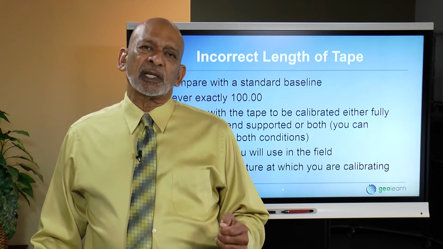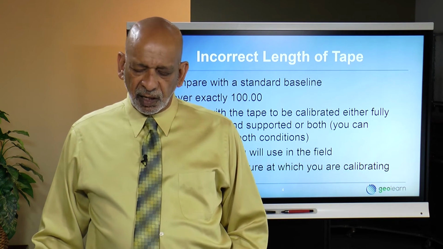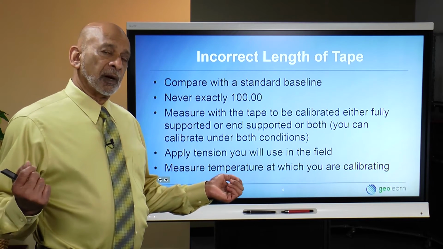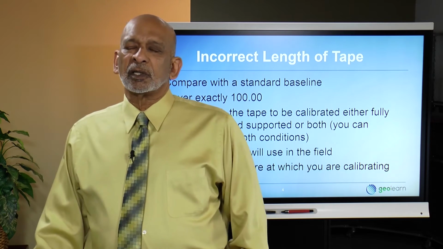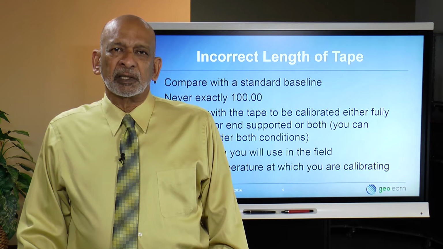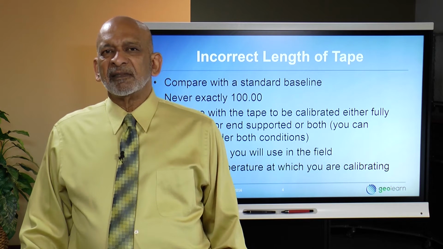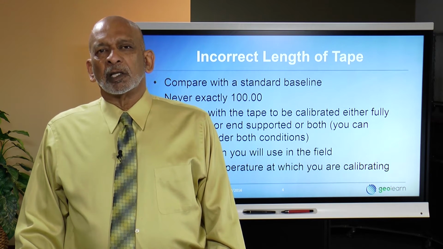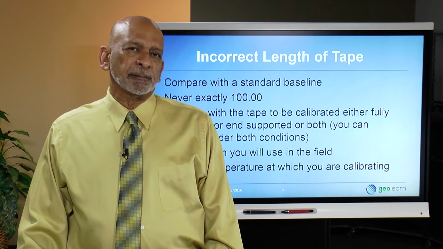And so one of the things that we talk about is the calibration process for the incorrect length of the tape. And so the way you do this is you usually have two reference marks, and these two reference marks have been somehow measured with a lot more accuracy than you can with a normal steel tape. One of the most common things to do is to use what's called an INVAR or LOVAR tape. INVAR and LOVAR tapes are special steel alloys that do not change very much with temperature.